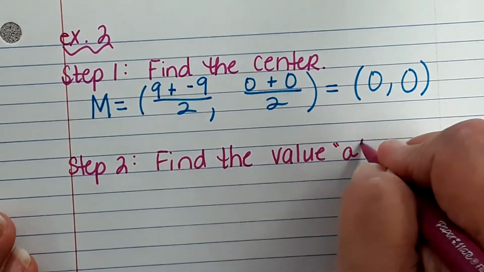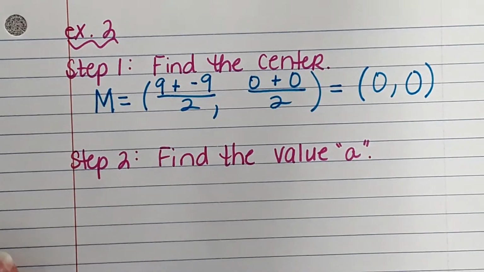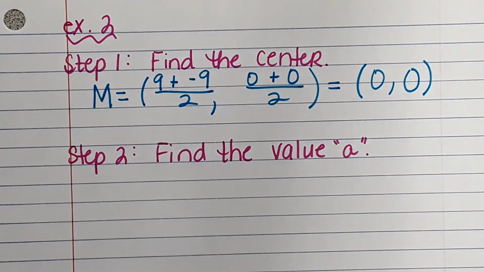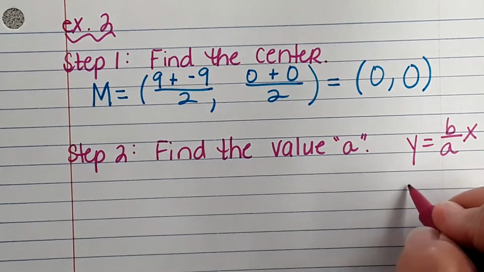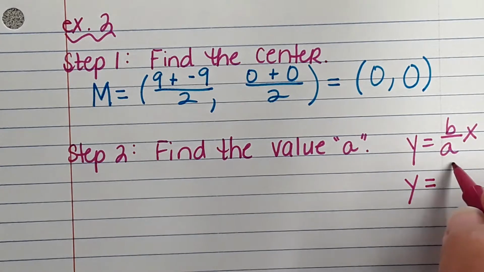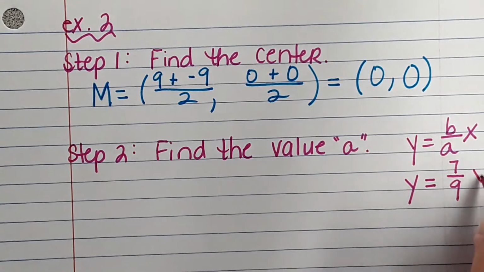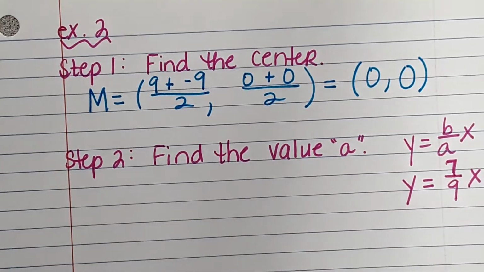Now we need to look at what information they gave us. To find a, we can use a vertex and our center, and use the distance. Or there's something cool because they gave us an asymptote. We know that our asymptote is y equals b over a x, and the asymptote they gave us is y equals 7 over 9 x. You could do it the long way, but it always comes back to what information they gave us. Well, they gave us this.